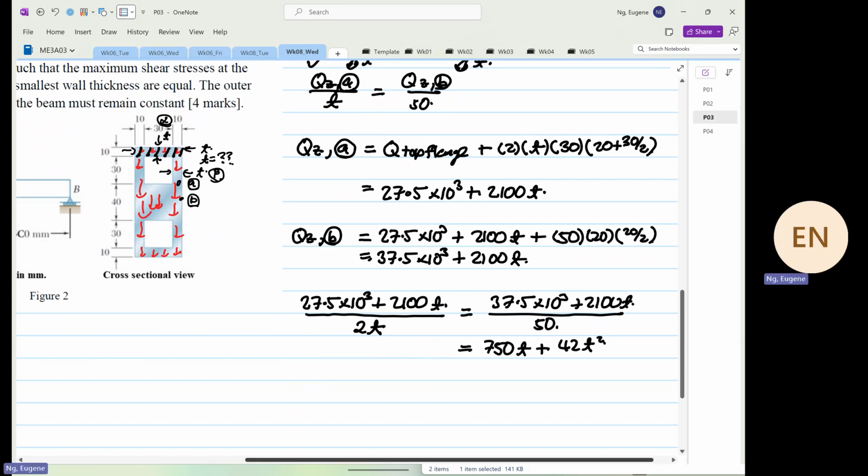So this is equal to 13.75 times 10 to the power 3 plus by 2100 divided by 2, 1050 T. Okay. So from here, you have 42 T squared minus by 420, not 420, 750 minus 1050 minus by 300 T. And then minus by, is it minus? Yeah, 13.75 times 10 to the power 3, and the whole thing is equal to 0.